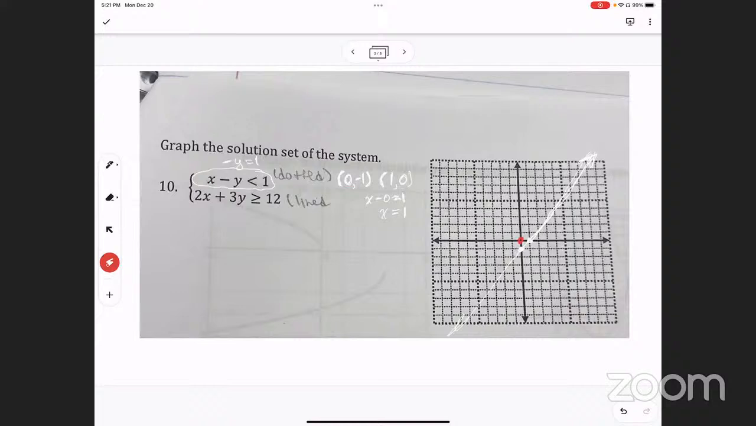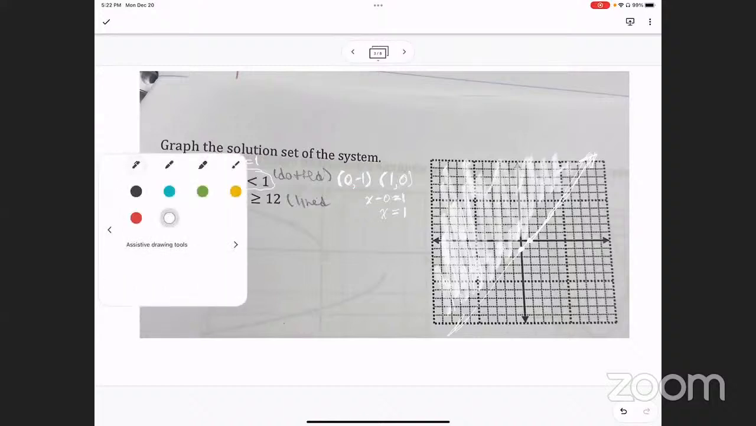Do you see it? See how 0, 0 is on the left side of the line? So I'm going to test this to see if that's a solution. And if it is a solution, that means everything on this side is a solution. If it's not a solution, that means everything on the other side is a solution. Got it? So let's test it. Plug in 0, 0. Is 0 minus 0 less than 1? Is that true? It is true. So that means that everything on this side is a solution. So I'm going to shade everything above it. Got it? Okay. So we've done that one.